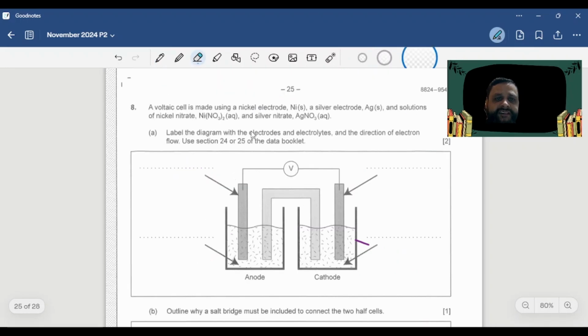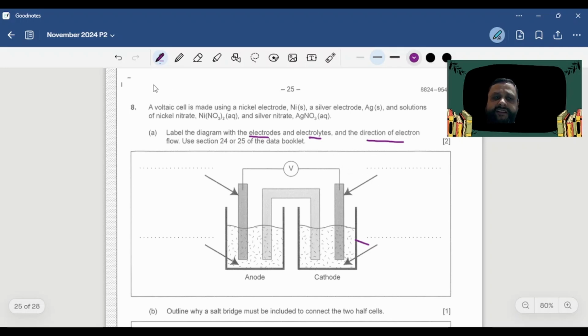A Voltaic cell is made using a nickel electrode, Ni solid, a silver electrode, Ag solid, and solutions of nickel nitrate and silver nitrate. A. Label the diagram with electrodes. That's a key thing. And then electrolytes, and then direction of electrons. Use section 24 or 25 of the data booklet. In the new specification, we have section 19, and we have been given the E values of different half cells.